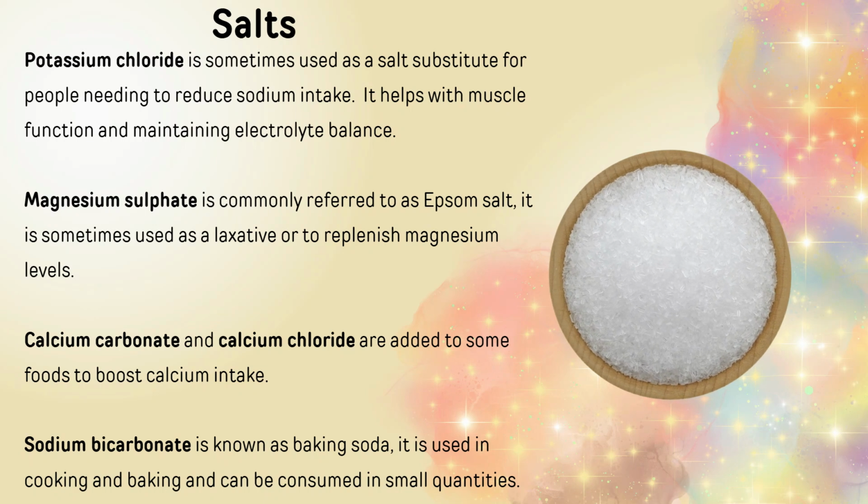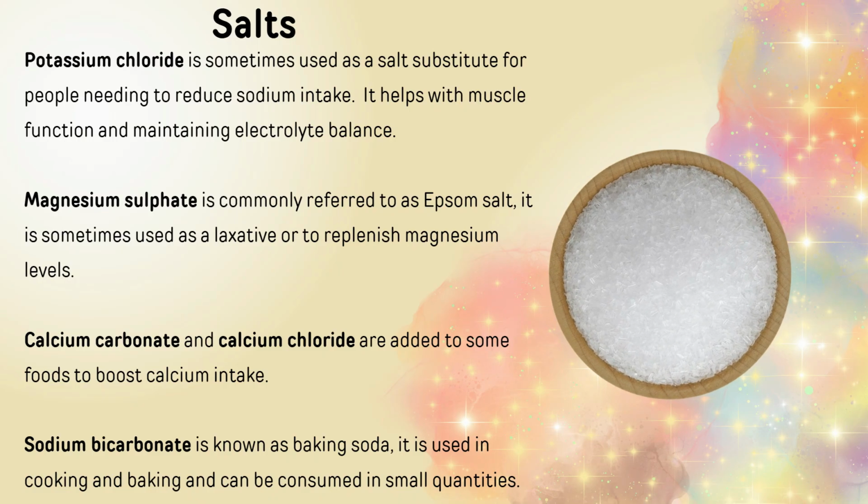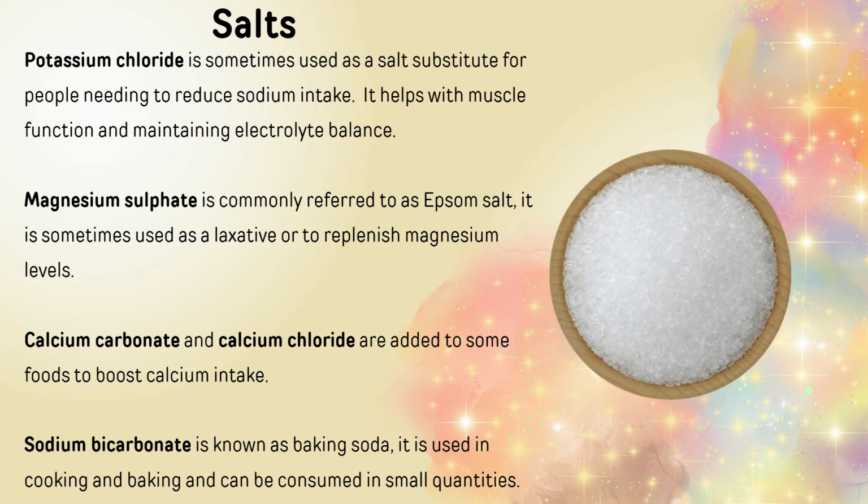Potassium chloride is sometimes used as a salt substitute for people needing to reduce sodium intake. It helps with muscle function and maintaining electrolyte balance. Magnesium sulfate is commonly referred to as Epsom salts. It is sometimes used as a laxative or to replenish magnesium levels.